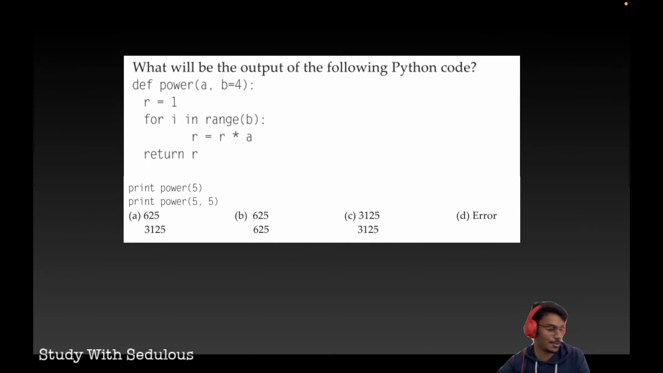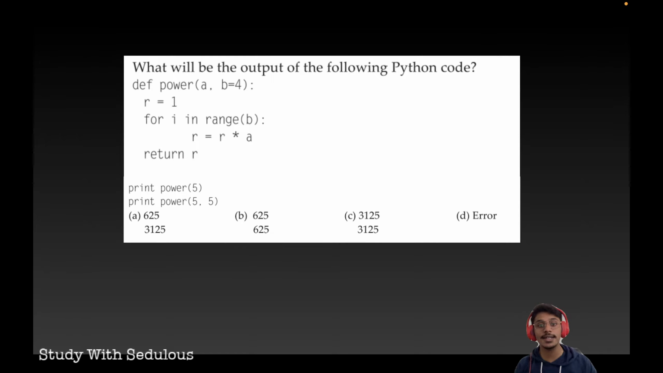Power of 5? What is power of 5? A is equal to 5 and B is equal to 4. R is equal to 1. So I in range B, I in range 4. R is equal to R into A. What is R? 1 into 5. 1 into 5 would be 5.